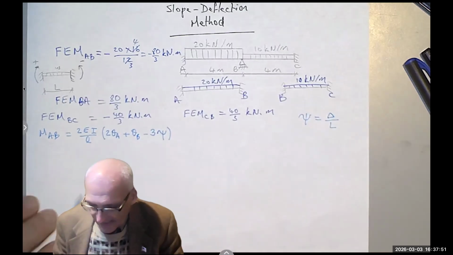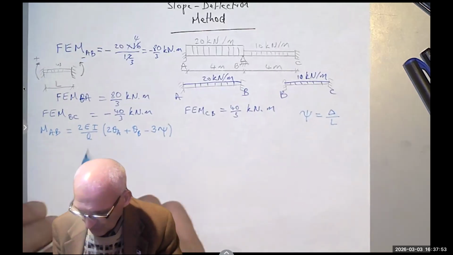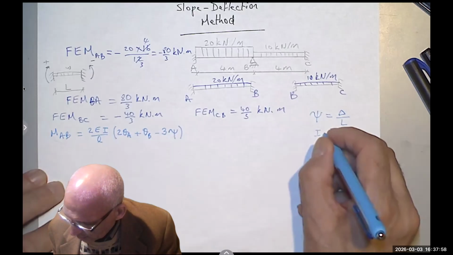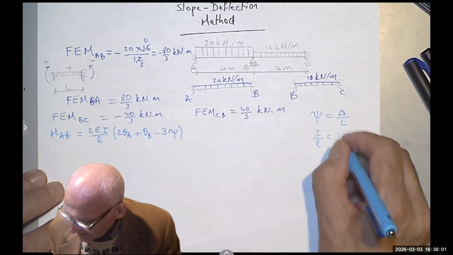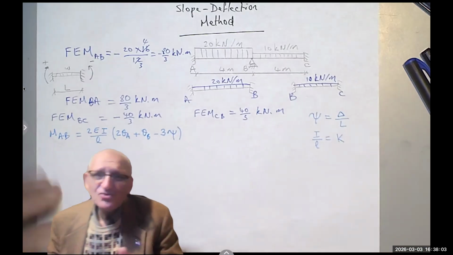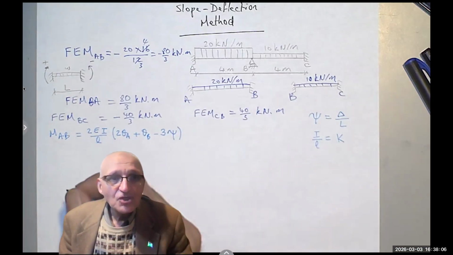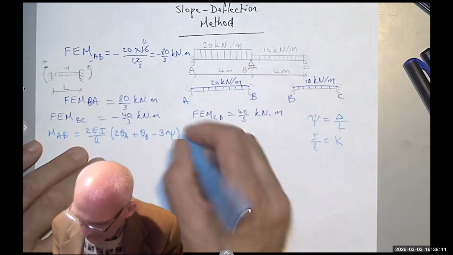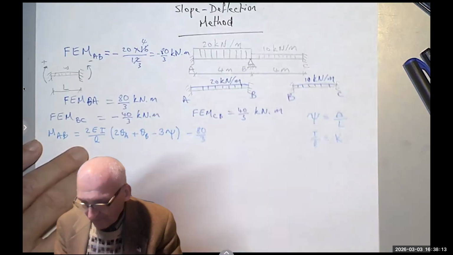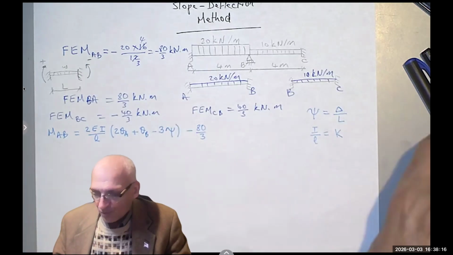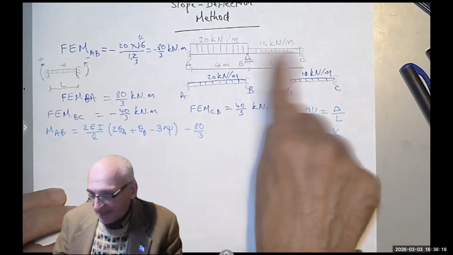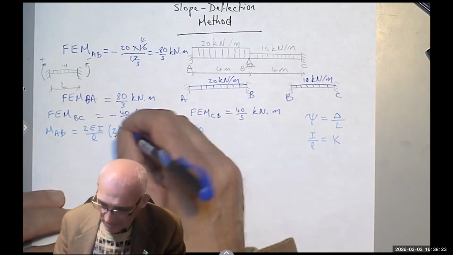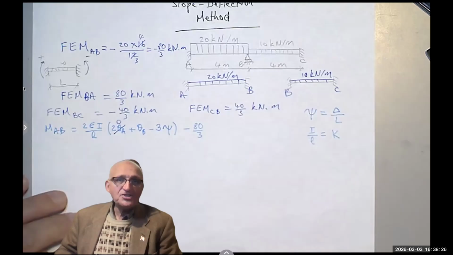So we know that, at the end of the day, we also call I over L the stiffness K, just to simplify the writing. And then you add to that the fixed end moment, which is negative 80 over 3. Now, A is a fixed support. Now we are talking about the whole beam, not this part, okay? This is fixed, so 0 rotation.